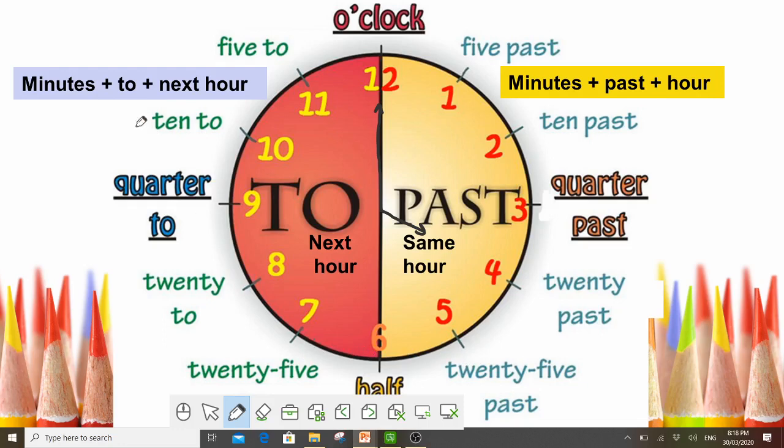25 minutes to the next hour, 5. So 25 minutes to 5. 20 minutes to 5. 15 minutes to 5 or a quarter to 5. Here 10 minutes till 5. Here 5 minutes before 5. We can use here 'till' and 'before', and here we can use 'after'. Okay?